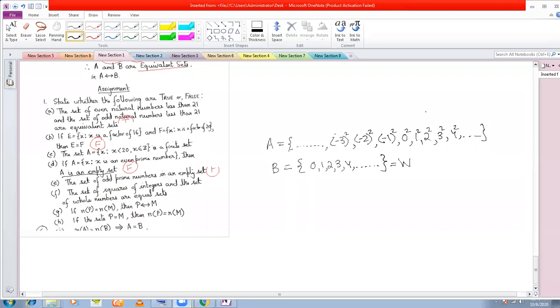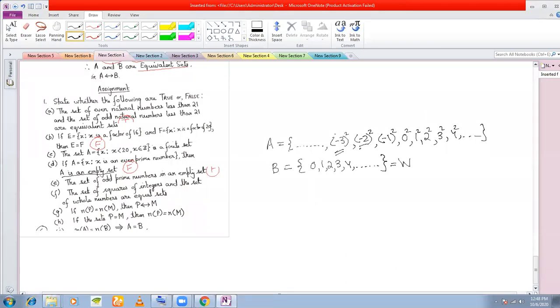Because 1, 2, 3, 4 are in A also and in B also. But we have minus 3 square also, minus 2 square also. Then what will I do with these? You are right. They are equal sets because even though it is minus 3 square, we know minus 3 whole square is plus 9, right? Minus 2 whole square is plus 4, isn't it? Minus 1 whole square is plus 1.